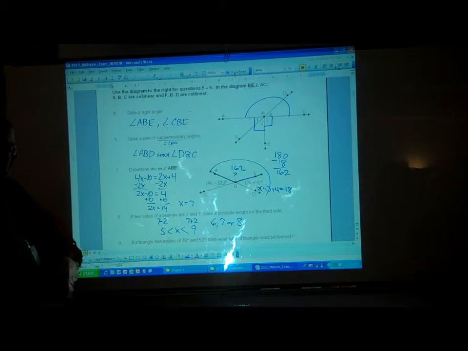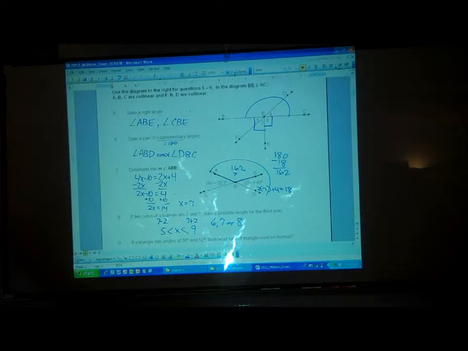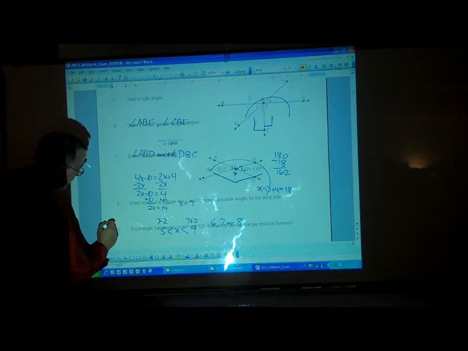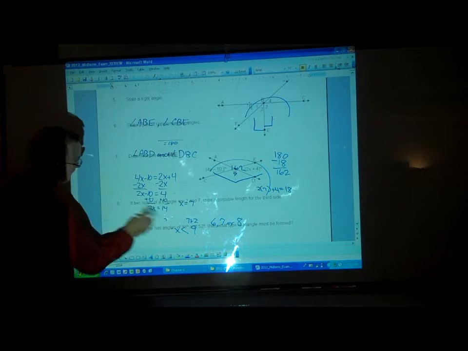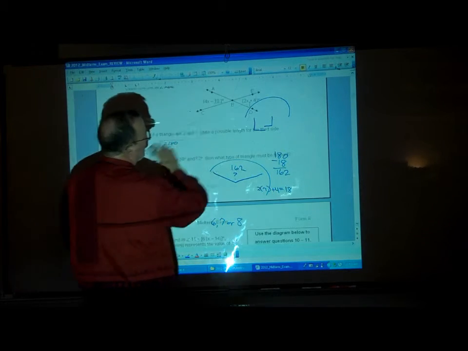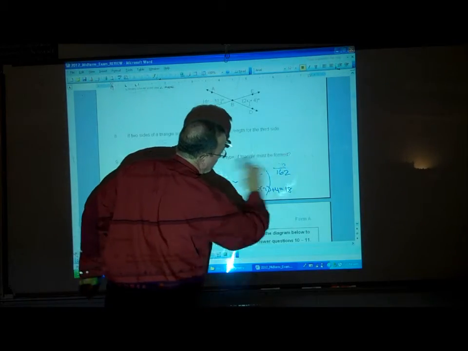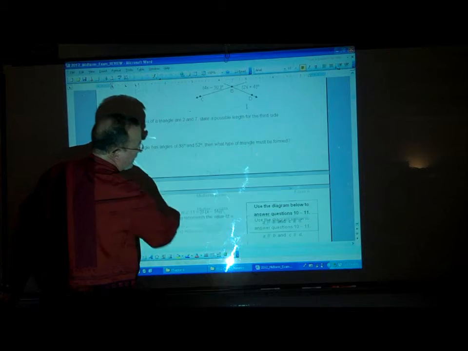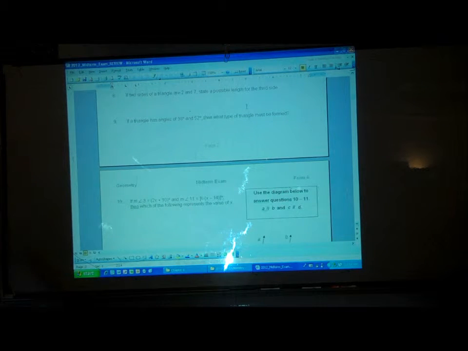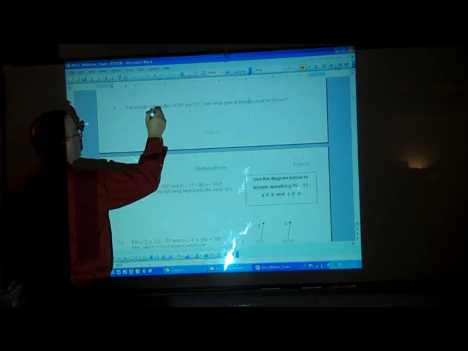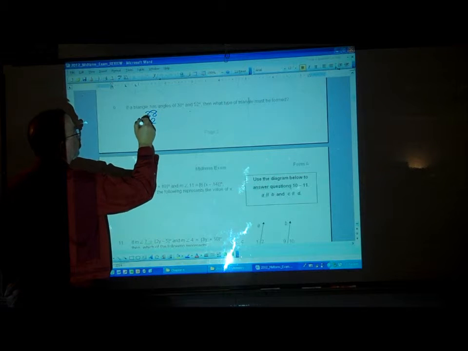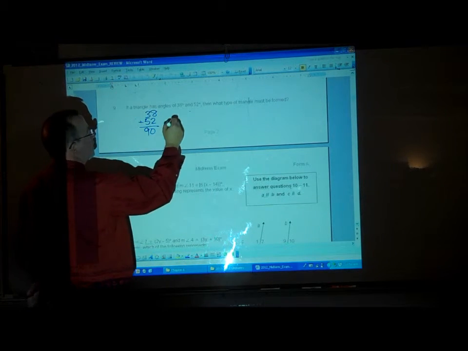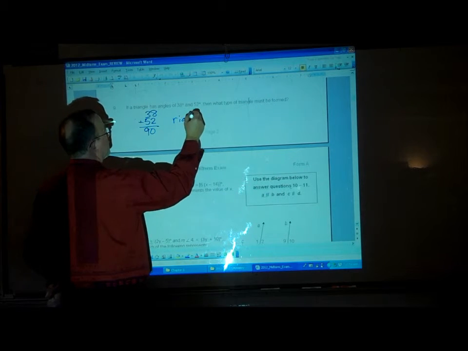Number 9, it says if a triangle has angles of 38 and 52 degrees, then what type of triangle must be formed? Well, we have two of the angles, 38 and 52. So let's add those together, see what we get. 38 plus 52 is 90. So if one of the angles is 90 degrees, it must be a right triangle.